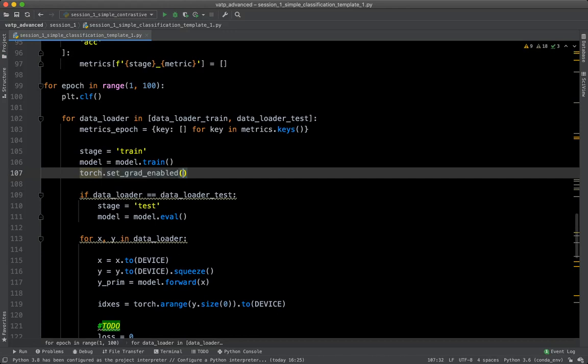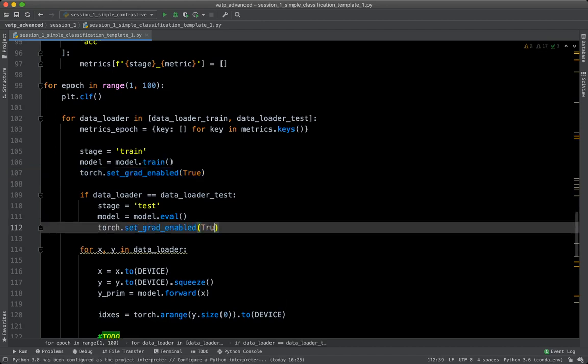For the training, we want gradients to be enabled. For the testing, we don't want them to be enabled, just to make it a little bit faster and have a lower footprint on the GPUs. Okay, so I will actually add these lines to the Jamboard, so you can catch them up later.